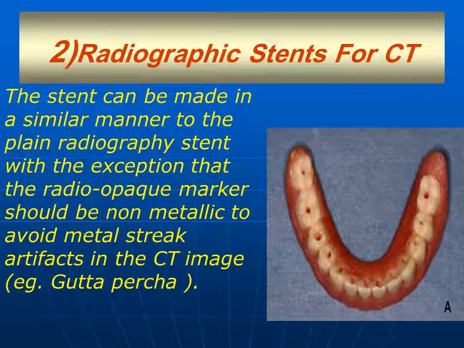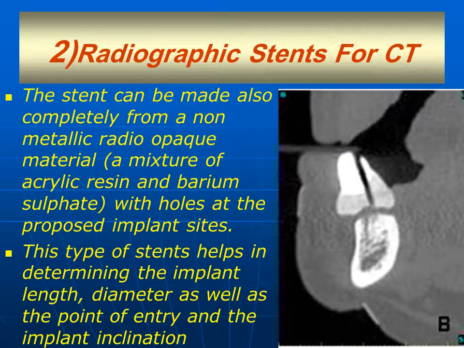Therefore, instead of this one, we use gutta-percha. Gutta-percha is radio-opaque and can be seen well in the CT without making any artifacts. As you see in this photo, the stent is appearing radio-opaque and showing the bone underneath, and there is a channel in the middle which shows the best position for implant placement.